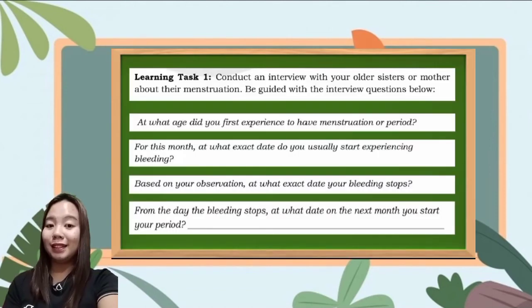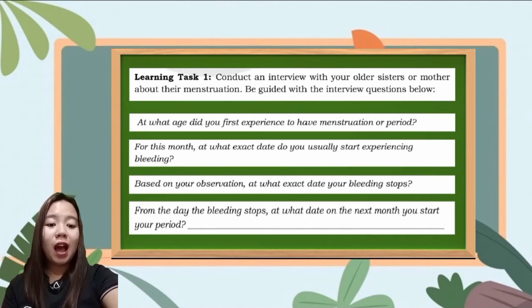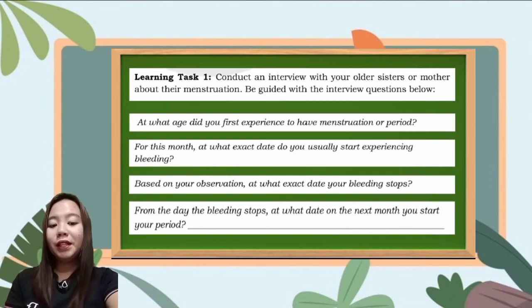So let's proceed. Conduct an interview with your older sister or mother about their menstruation. Number one: at what age did you first experience menstruation or period? The second one is: for this month, at what exact date do you usually start experiencing bleeding? The third, number three, is: based on your observation, at what exact date does your bleeding stop?